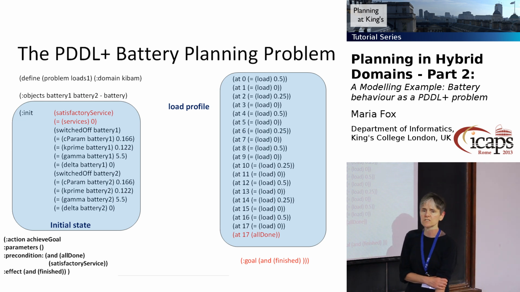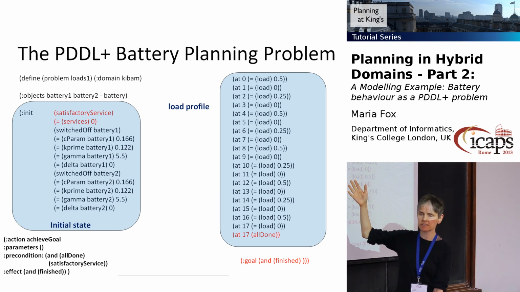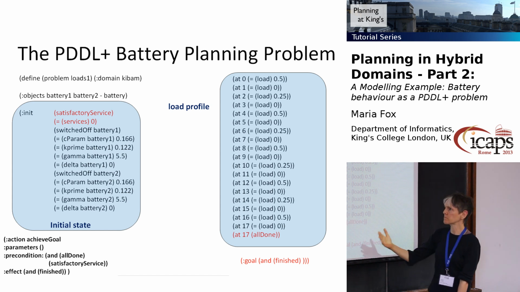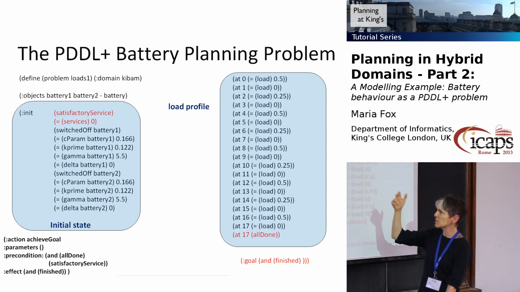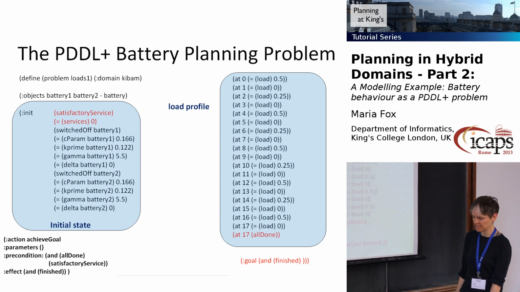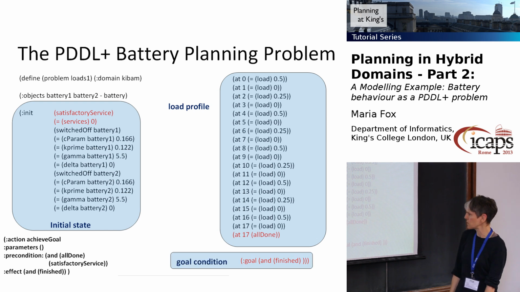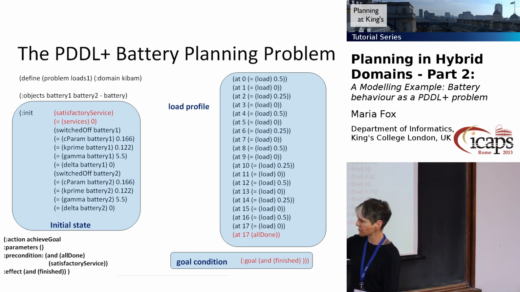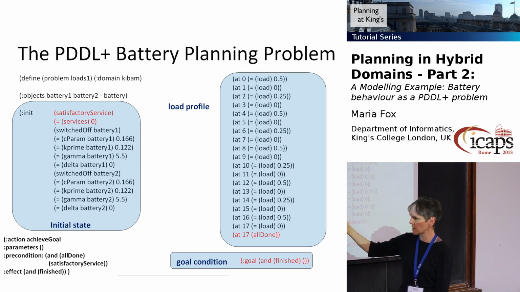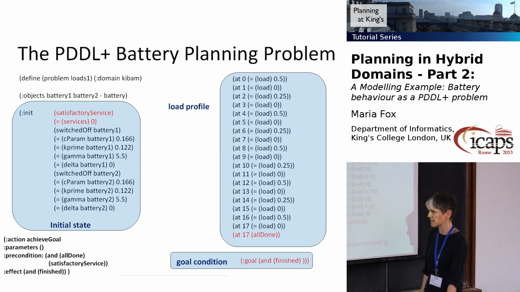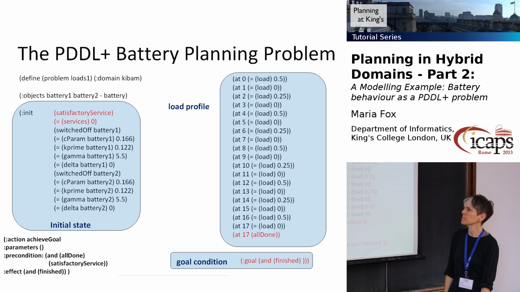And notice that in the initial state we provide the satisfactory service condition, and we also initialize the system with no load being serviced. And then the goal is to have finished the servicing of all of the load, which can only be done when the all done condition is achieved. And there's an additional action here which just captures that. The precondition is that we're all done and that satisfactory service is available, and the effect is that we're finished, and that's the end of the planning process.